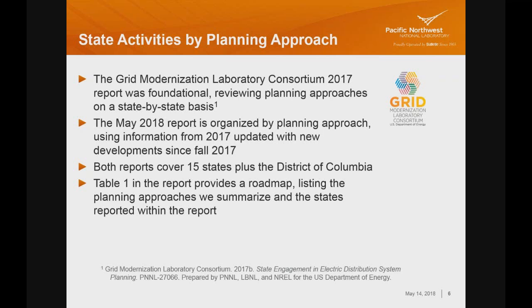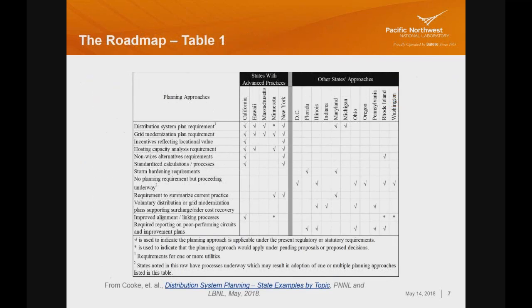I'm going to leap to the next slide here, which shows Table 1 from the report. Table 1 is the roadmap. What it shows is the planning approach that we would be referring to in a particular section of the report, say grid modernization planning, and which states actually are doing and have requirements related to grid modernization. I don't want to go into this slide too much because it is straight out of the report, and it's probably an eye chart test for many folks on the webinar. But this is the roadmap.